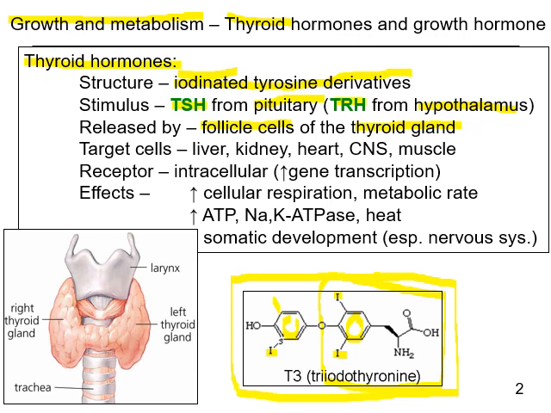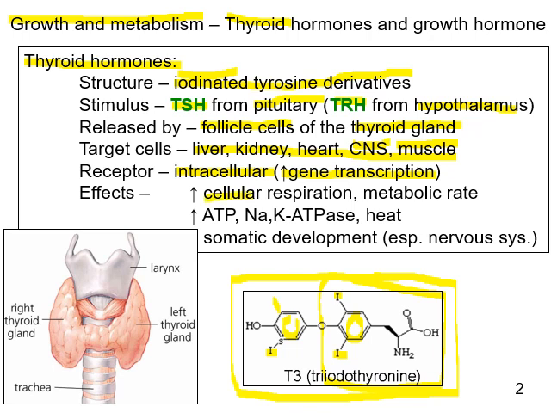The targets of thyroid hormone are many cells: liver, kidney, heart, the nerves of the central nervous system, brain, muscle cells. So many, maybe most cells in your body respond to thyroid hormone, and they respond because they express an intracellular receptor for thyroid hormones that causes changes in gene transcription in those cells. And this is a list of only some of the effects in those cells.